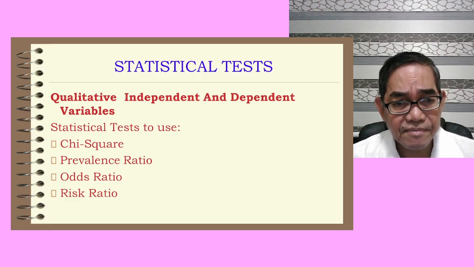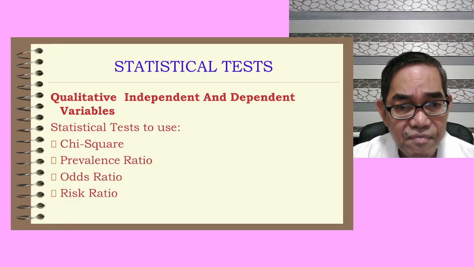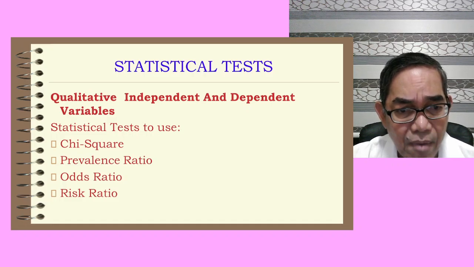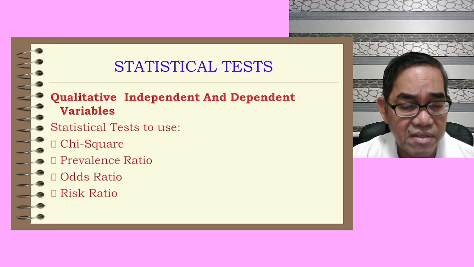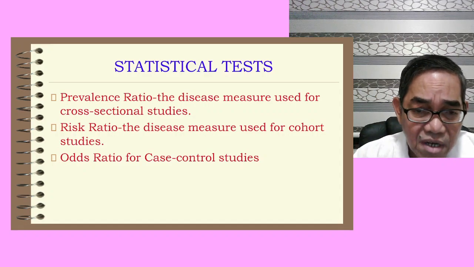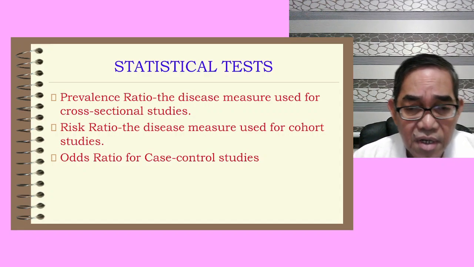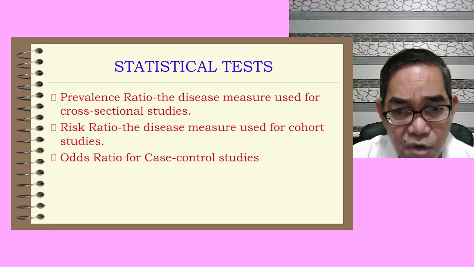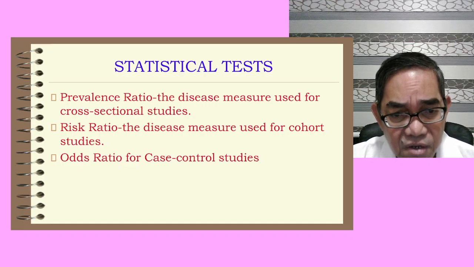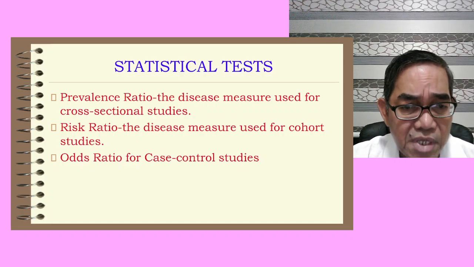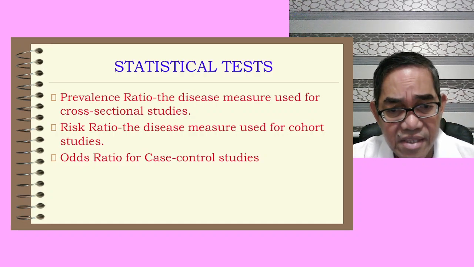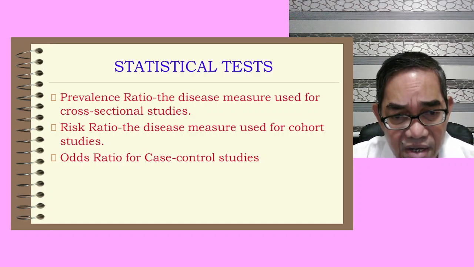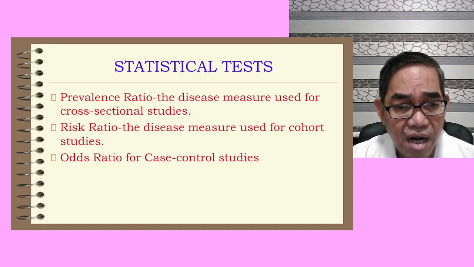So both the independent and dependent variables are qualitative, and we said that the statistical tests to use can be chi-square, prevalence ratio, odds ratio, and risk ratio. Now, prevalence ratio is used for cross-sectional studies, risk ratio for cohort studies, and odds ratio for case control studies. But odds ratio can also be used in both a cross-sectional study and a cohort study. But in a case control study, you only use odds ratio.